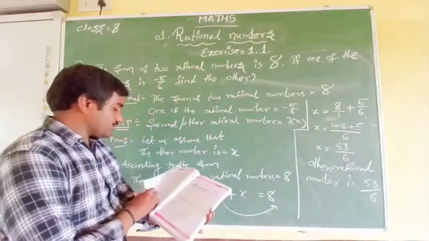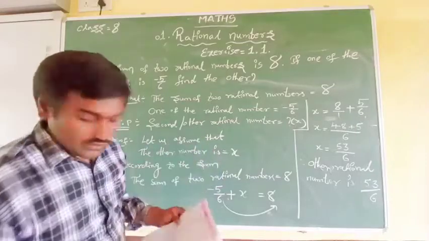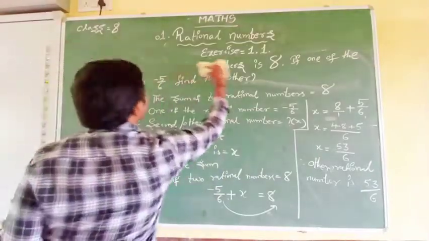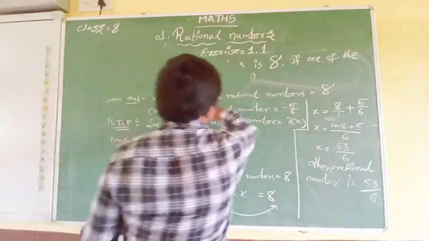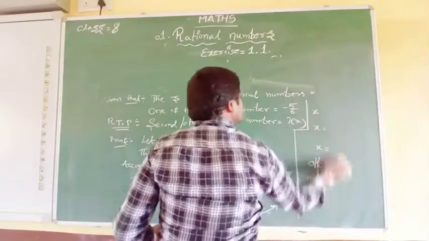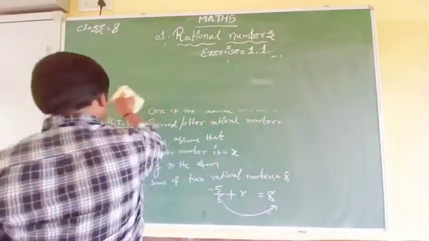You have to go with the 12th question now. The 12th and 13th questions are very small. They will be completed within a couple of minutes. But see, the 11th question is very important, what I told you. The associative property.